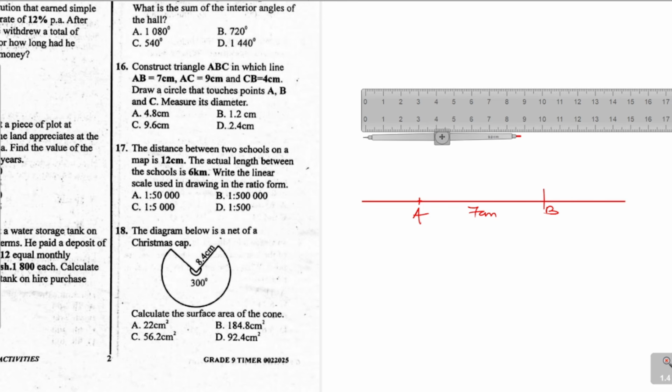So that is 9 centimeters. With that measurement of 9 centimeters, stand at A and mark an arc with 9 centimeters, a big arc like that. Then from there, BC or CB is 4 centimeters. So now proceed and get 4 centimeters. So that is 4 centimeters.